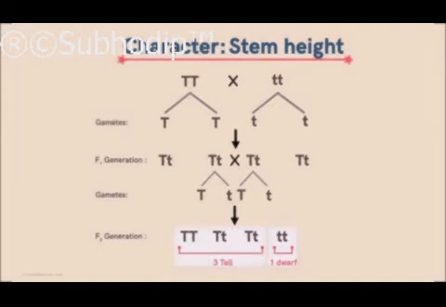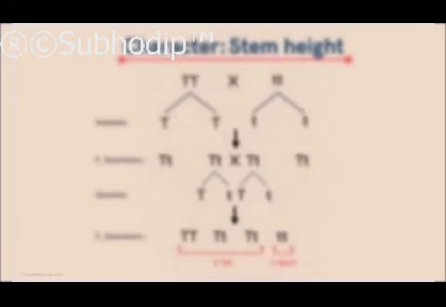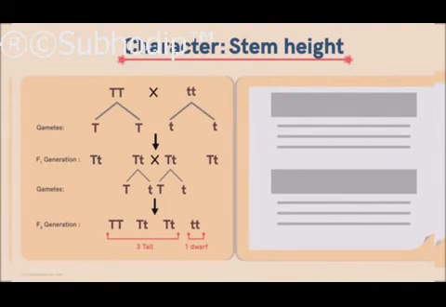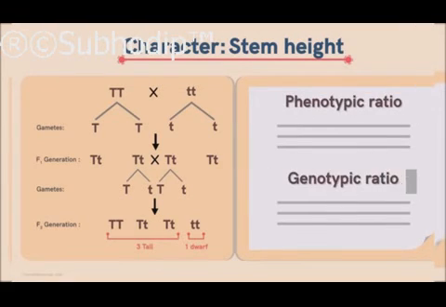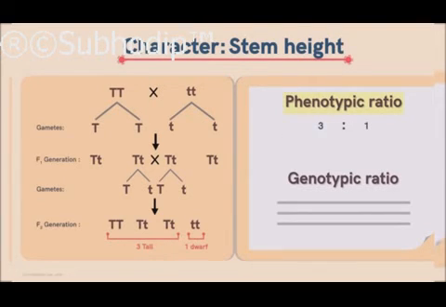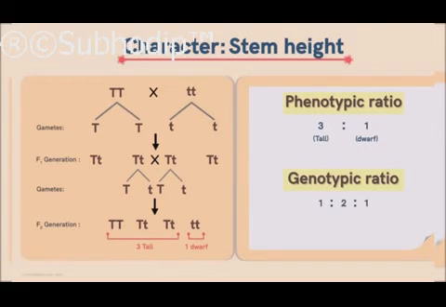Now that we've had a good idea about crossing, let me introduce 2 new terms to you. Trust me, they are very simple to understand. The 2 terms are phenotypic ratio and genotypic ratio. In this case, the phenotypic ratio is 3:1, that is 3 tall plants and 1 dwarf plant. And the genotypic ratio is 1:2:1. As we can see, one plant is homozygous for the tall trait, these 2 are heterozygous, and this one is homozygous for the recessive trait dwarf.